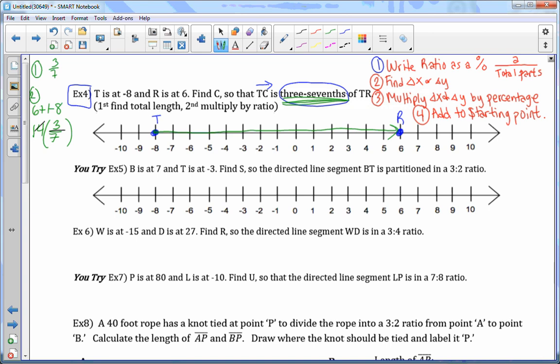Divide by 7. 14 divided by 7 is 2. 7 divided by 7 is 1. So we get 2 times 3 is 6. Does that mean my point is going to be on 6? Is this 3/7 of the way over? No. That means starting on our beginning point, we're going to move 6 units. So I have to start at -8, and I have to add that 6 I found, which means I would now be on which point? -2. That's where I should put point C.